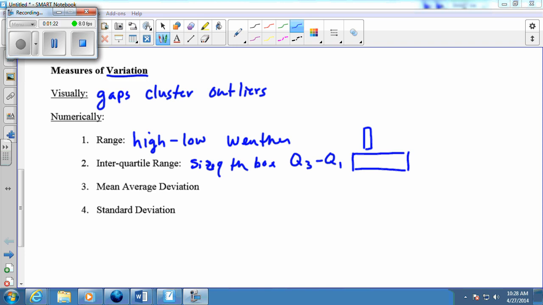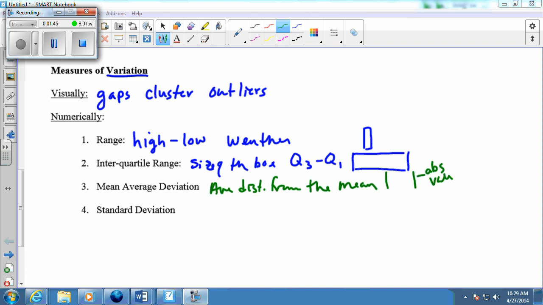But we're going to focus mostly on the mean average deviation and the standard deviation. The mean average deviation is simply what we did on the posters. We looked at the average distance from the mean, and we looked at absolute value. That's what those symbols mean: absolute value.